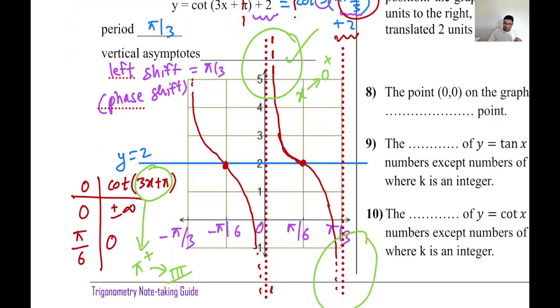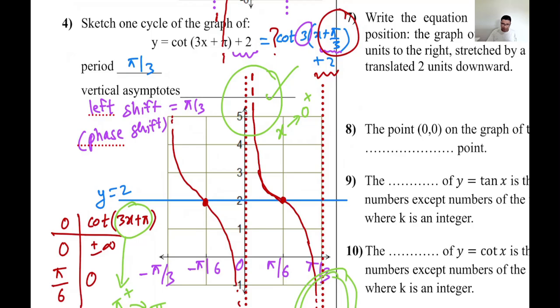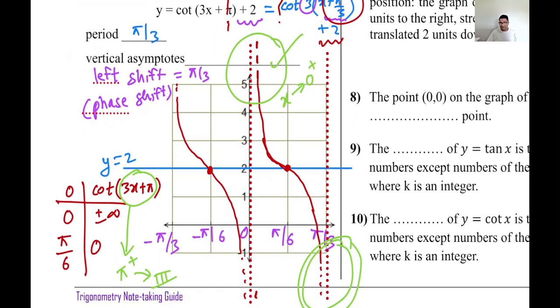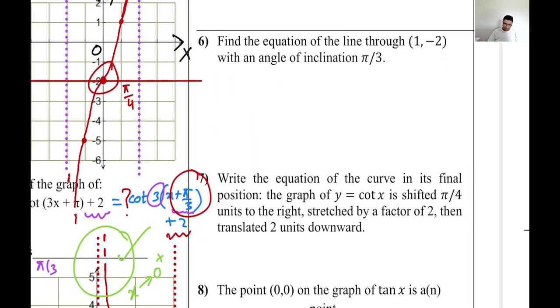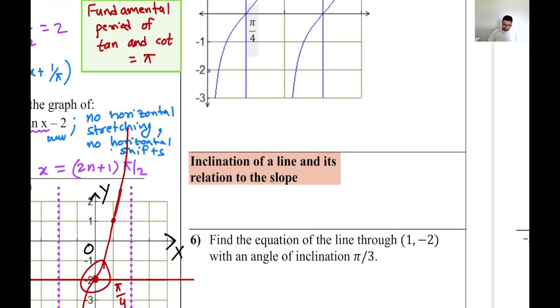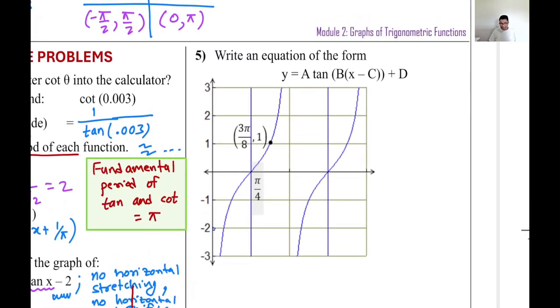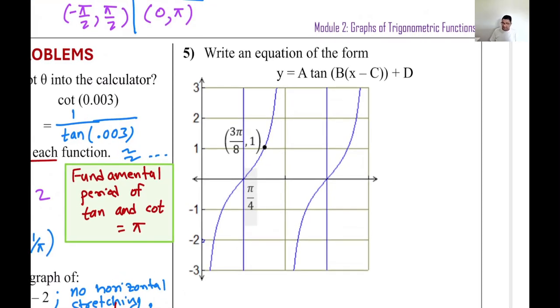Similarly you can figure out why it will be going to negative infinity on that side, or you can just see that it's one cycle, so it has to be going to negative infinity. Okay, there is a lot to understand there. Take time, think about it more. Here is another question. Now reverse engineer. Look at the graph and write the equation.